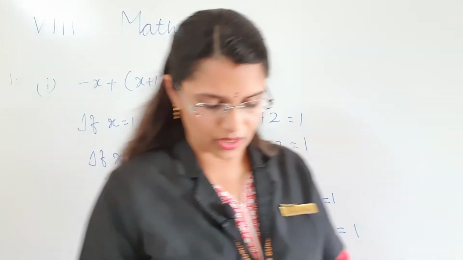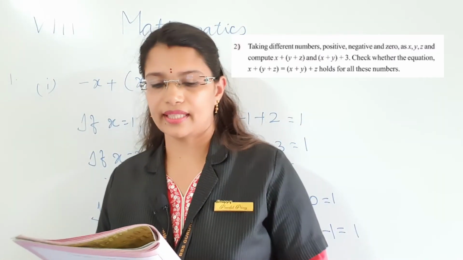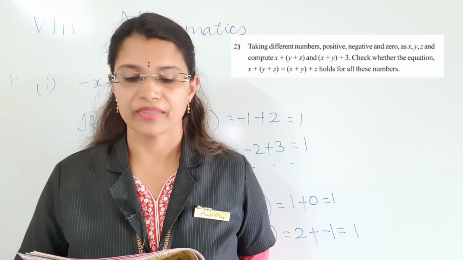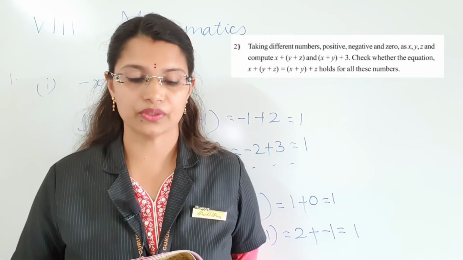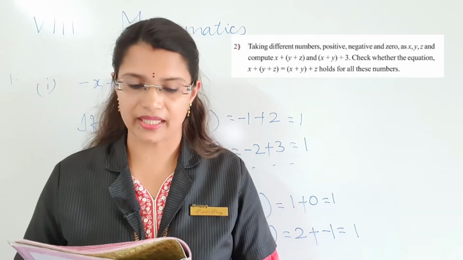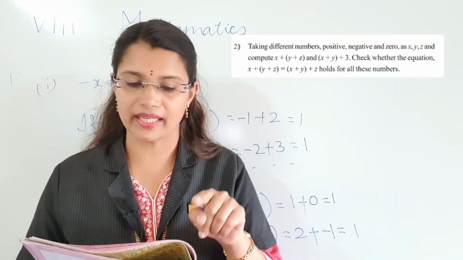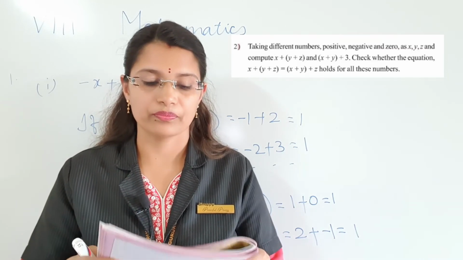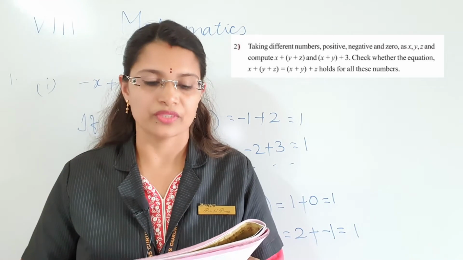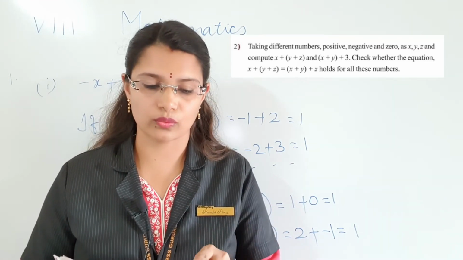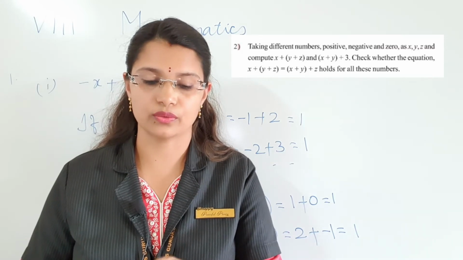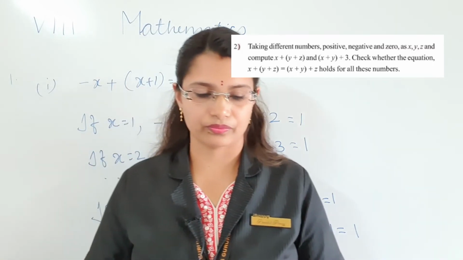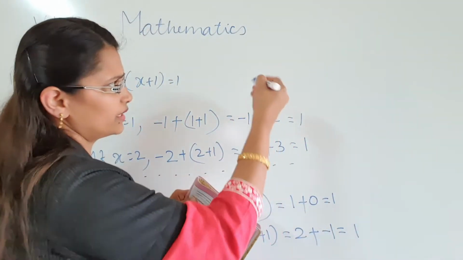And then children, take page number 191, second question. Taking different numbers, positive, negative and 0 as x, y, z and compute x plus y plus z in bracket and x plus y within brackets plus z. In your books, printing mistake is there. It is not 3, make it as z. Check whether the equation x plus y plus z is equal to x plus y plus z holds for all these numbers. This is very easy, just take any number.